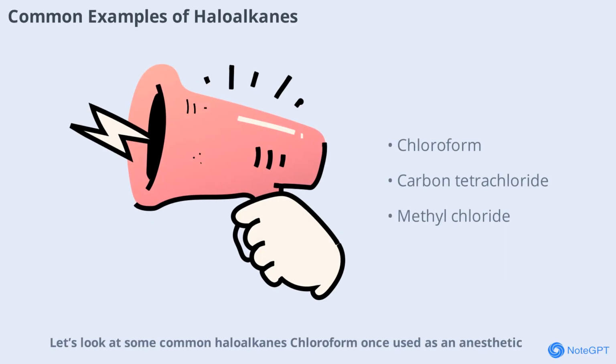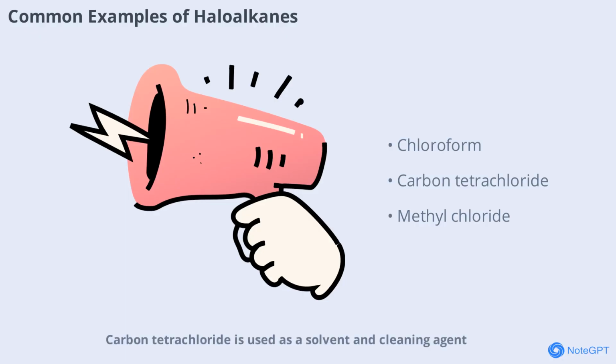Let's look at some common haloalkanes. Chloroform, once used as an anesthetic, is a well-known example. Carbon tetrachloride is used as a solvent and cleaning agent, though its use is now restricted due to toxicity. Methyl chloride and ethyl bromide are also widely used in industry. These examples illustrate the diversity and utility of haloalkanes.